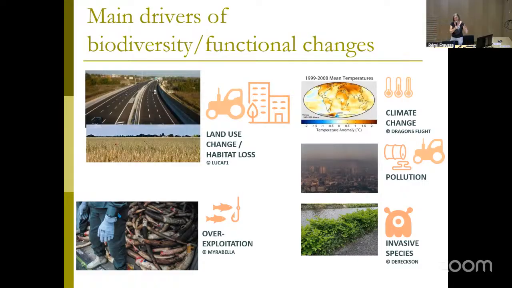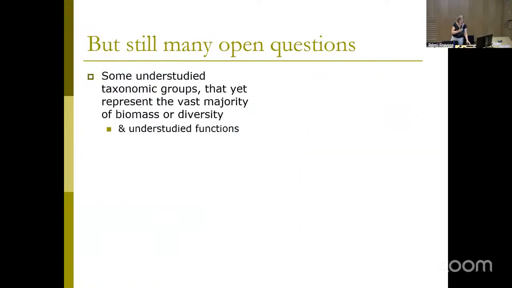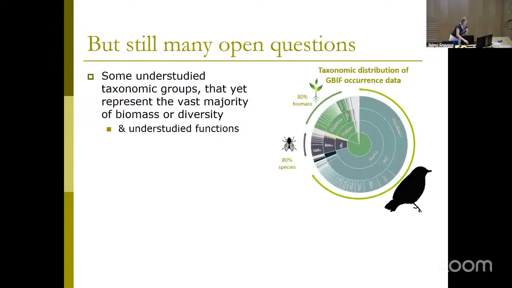But despite this knowledge that biodiversity is changing and we know the main drivers, there are still many open questions, some of which are related to the fact that there are huge biases in which components of biodiversity are the most studied. And to illustrate that, this is the distribution of the number of observations in the Global Biodiversity Information Facility database. And probably you can't read really well, but everything that is in blue-gray represent data for vertebrate animals, and the majority of it is birds. Birds are really cool. I love birds, but they're definitely not the majority of biodiversity.